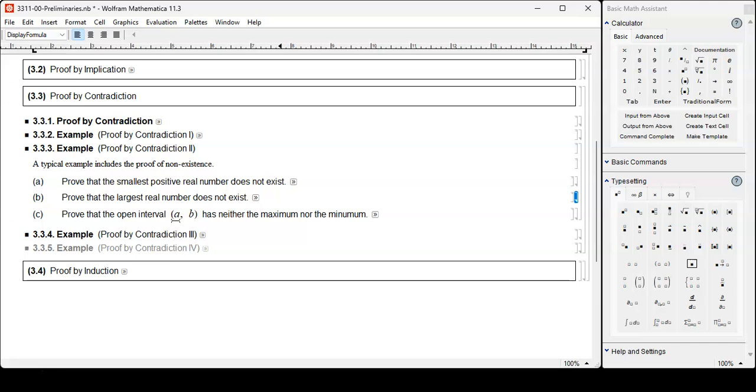And as for the interval, yeah, you'll have to do it twice. One for minimum and one for maximum. Suppose that the minimum exists, say small m. Suppose that the maximum exists, say capital M, and try to find something.